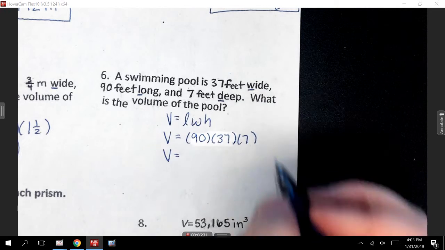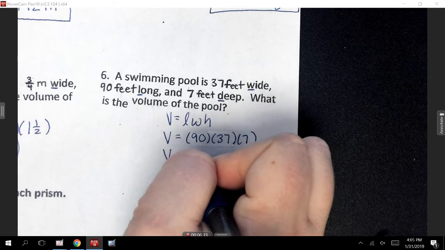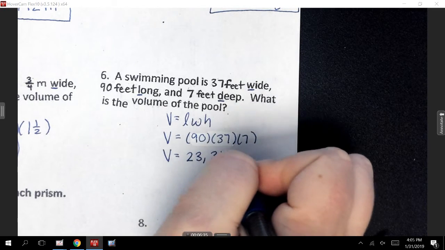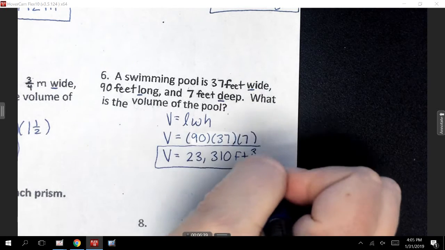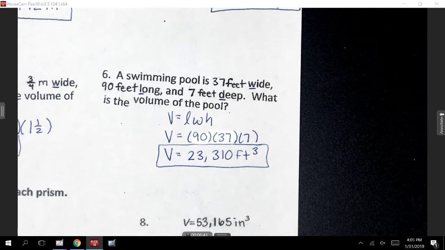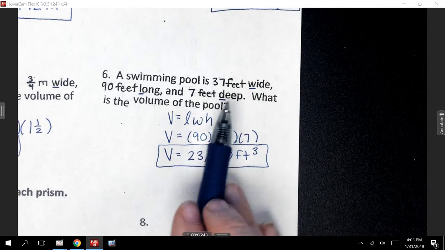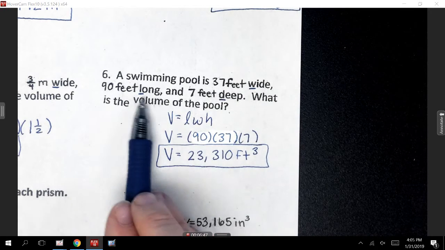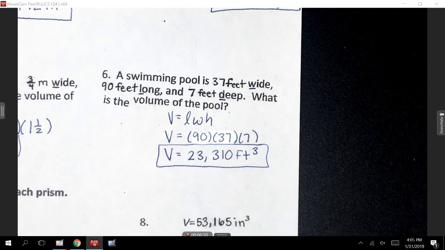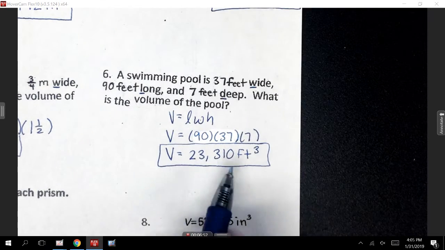Okay, volume equals 23,310 feet cubed. So feet with a 3. All right. Don't let that fool you. Be careful about that again because it said wide. That's going second where the W is. Because that says long, it went first because that's where my L is. All right, just making sure we're using those formulas in the correct way.